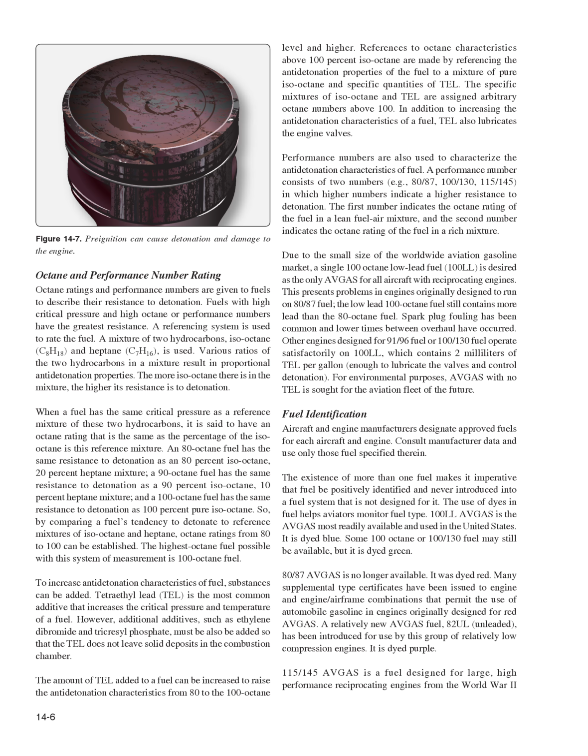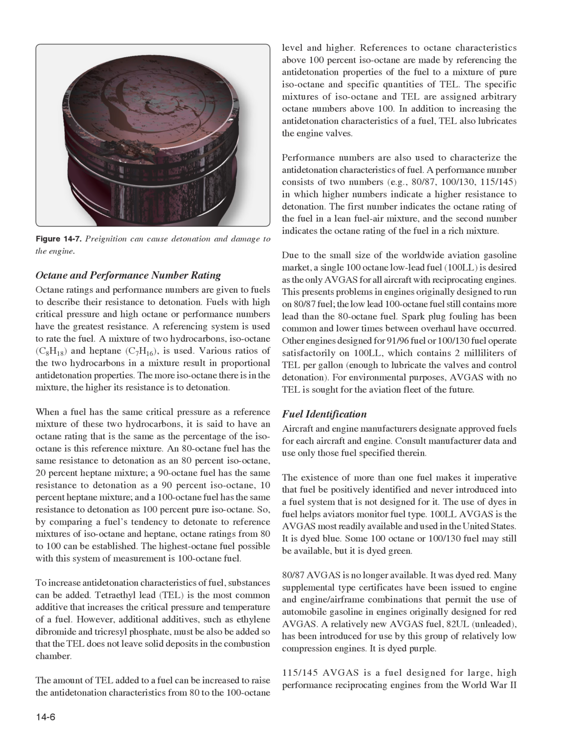A 90-octane fuel has the same resistance to detonation as a 90% iso-octane, 10% heptane mixture, and a 100-octane fuel has the same resistance to detonation as 100% pure iso-octane. So, by comparing a fuel's tendency to detonate to reference mixtures of iso-octane and heptane, octane ratings from 80 to 100 can be established. The highest octane fuel possible with this system of measurement is 100-octane fuel.